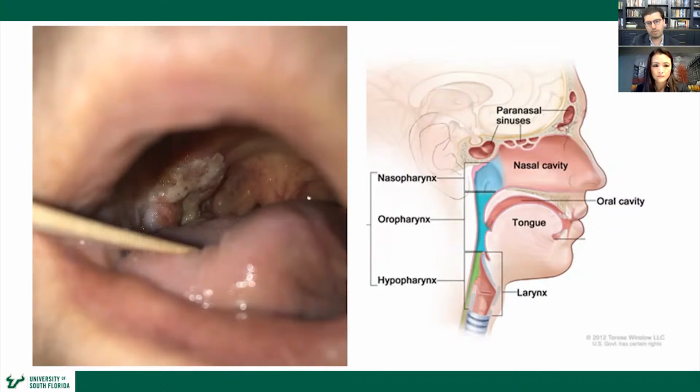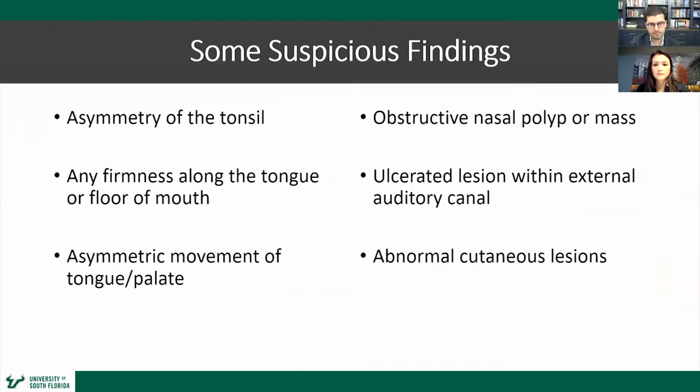You want to make sure you scope them. You want to look at the nasopharynx. You want to look at the piriforms. If you have to, take them to the operating room for a direct laryngoscopy. You want to try to find a primary if one's there.